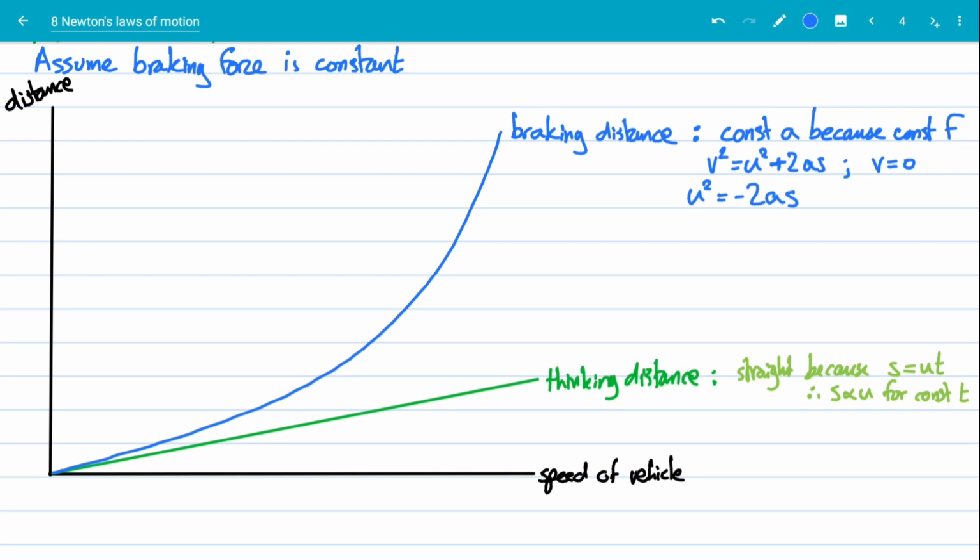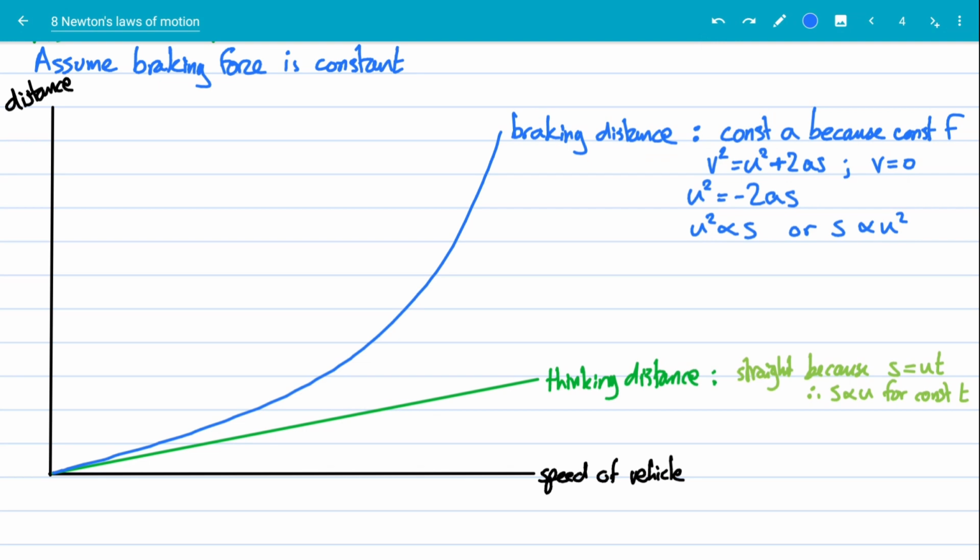And because a is constant, that means that u squared is proportional to s, or we could just say that s is proportional to u squared. You're going to say, where's the minus gone? Well, distance is a scalar, so it doesn't really matter that it's a minus, it's still proportional. So the displacement is proportional to u squared. That's a quadratic. Displacement, or distance, because we're using scalars, is proportional to u squared. Is going to give us that quadratic curve.